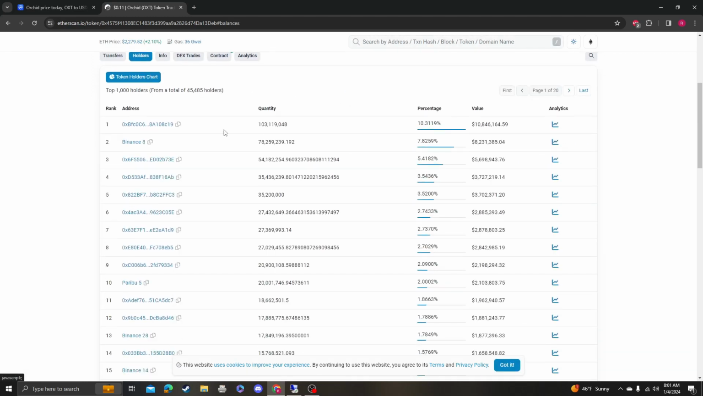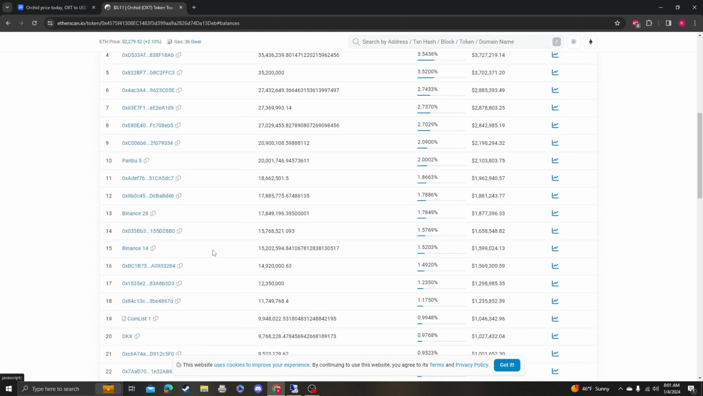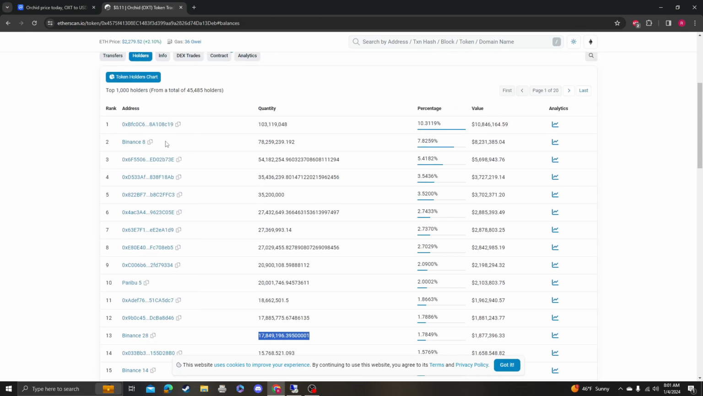Hold on, let me just show you the Ether scan, because I want to show you that Binance is holding now so much more than it was. 15 million. 32 million. Like 110, 120 million. So they're holding 120 million coins.